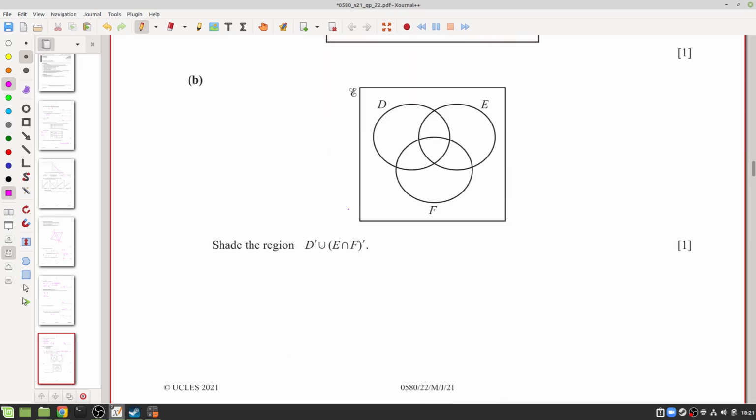Okay, B, shade the region, not D, union with E intersection with F. Okay, so E intersection with F, so not intersection of E and F. So E and F is this part, so everything that's not that, union with everything that's not D. Okay, so when we've got the union, so we can first do everything that's not D. Okay, everything that's not D. Okay, so that's everything that's not D.